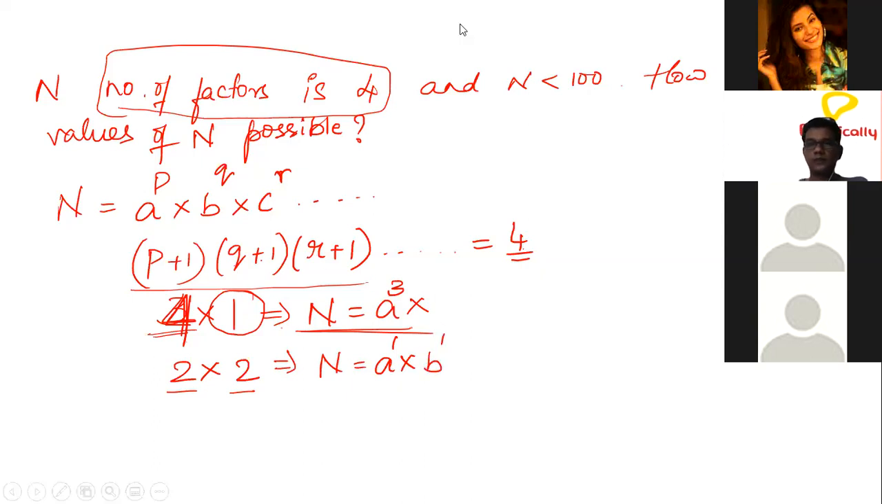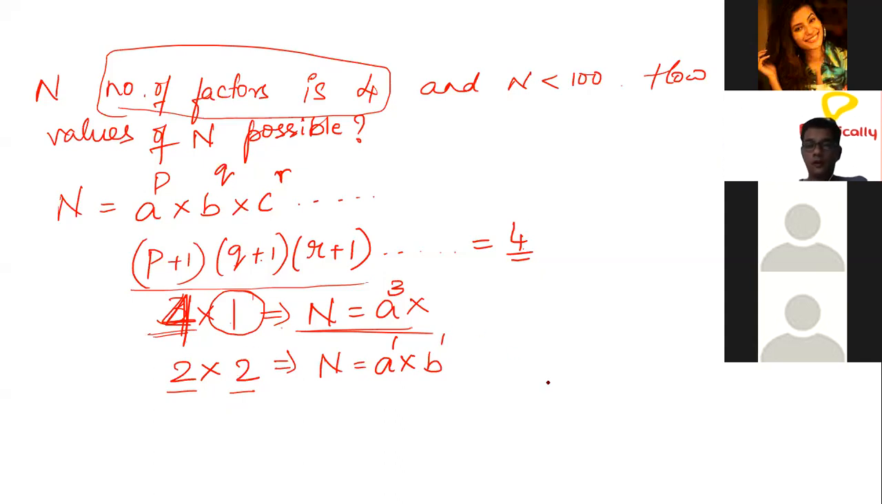Do you guys understand these two things that we have written? Anyone who doesn't understand, please unmute and ask now. Because if you have not understood this, the rest will not be of any use. So I require 4 factors. 4 can be written as either 4 into 1 or 2 into 2. There is no other way I can write 4.